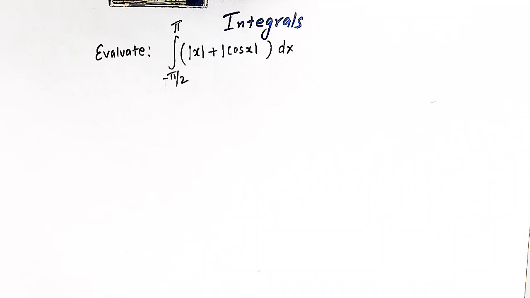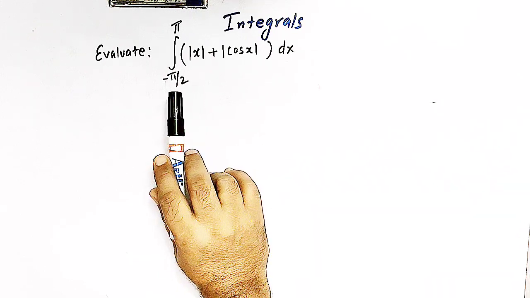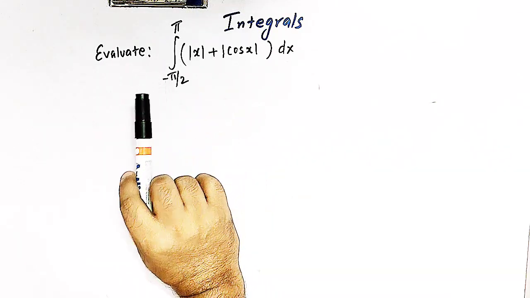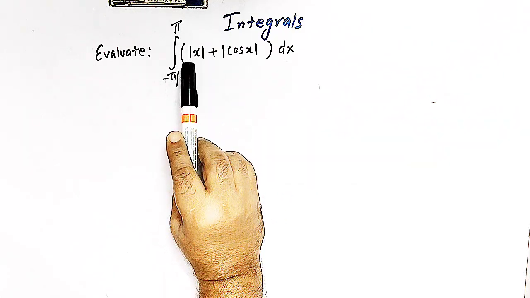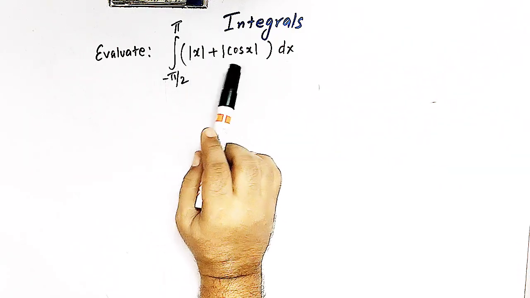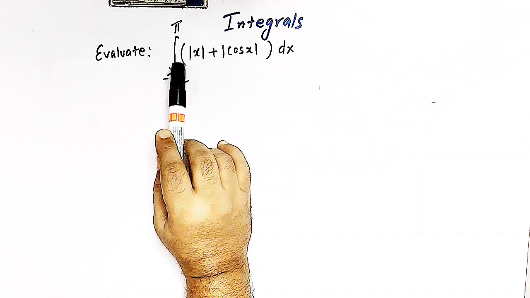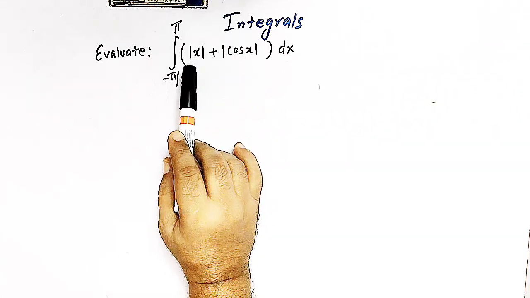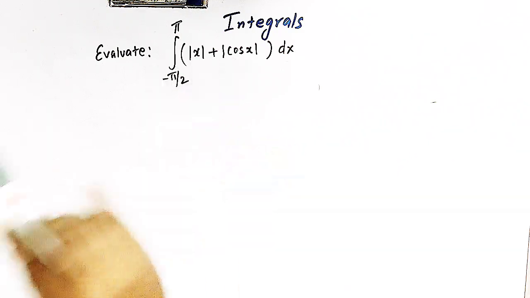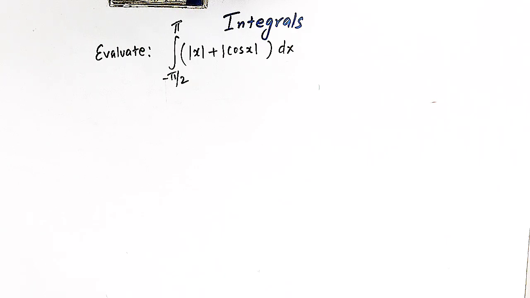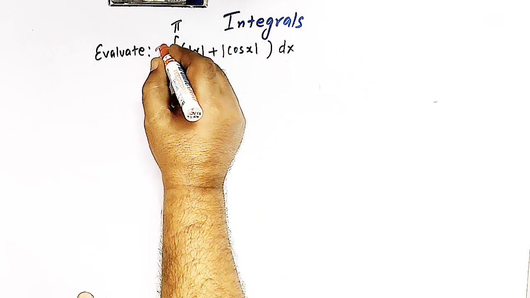Hello viewers, in today's session we are going to discuss another important and conceptual problem from definite integrals. In this session we are going to find the value of this integral from minus pi by 2 to pi, and our integrand is mod of x plus mod of cosine x. So here our integrand comprises the sum of two mod functions, mod of x and mod of cos x. Let us call this integral I.